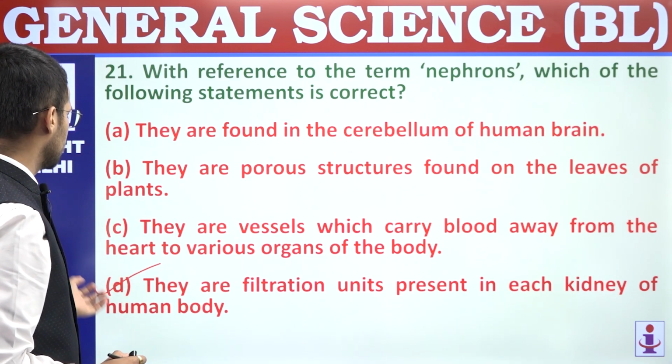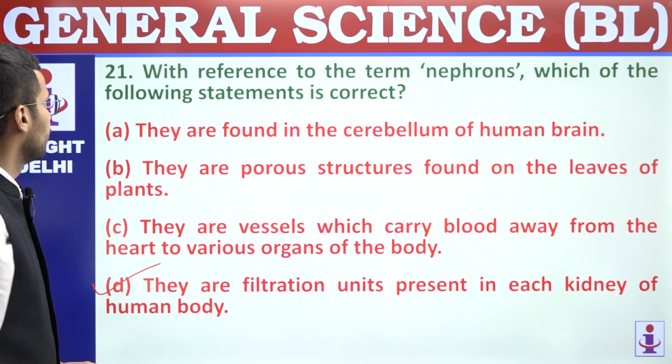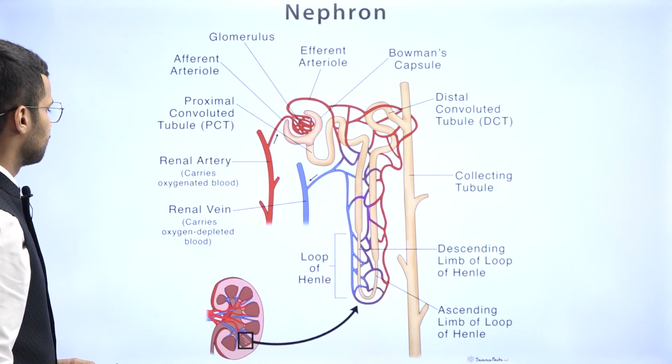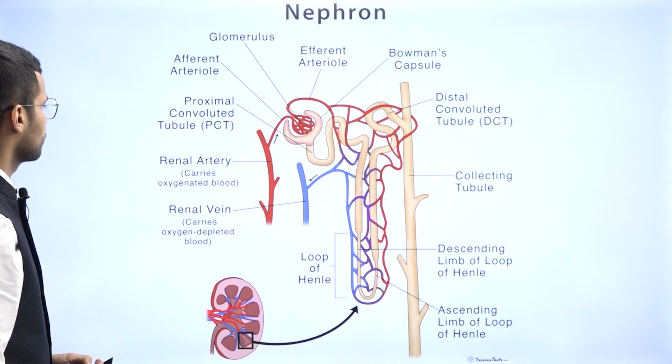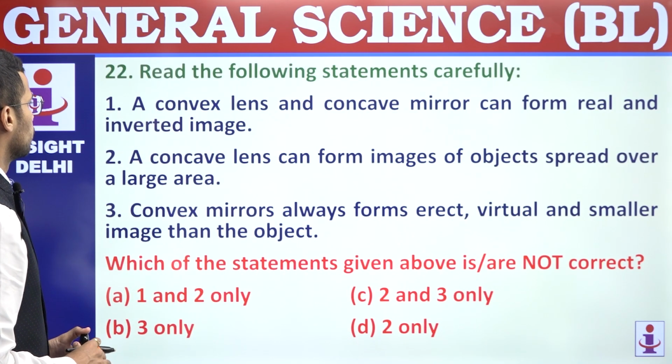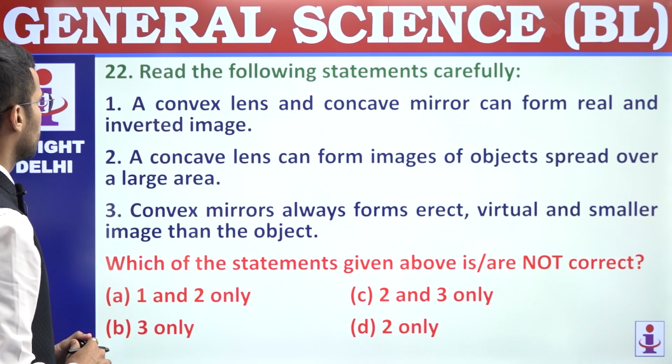So question number 21, answer is D. Right? Next. So this is how nephron looks like. Next, 22. Read the following statements carefully.